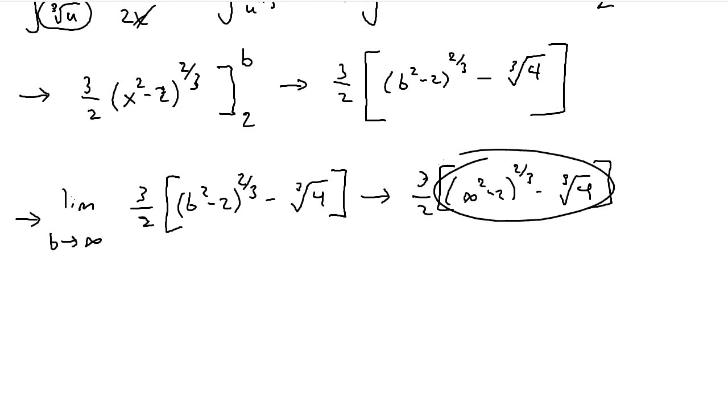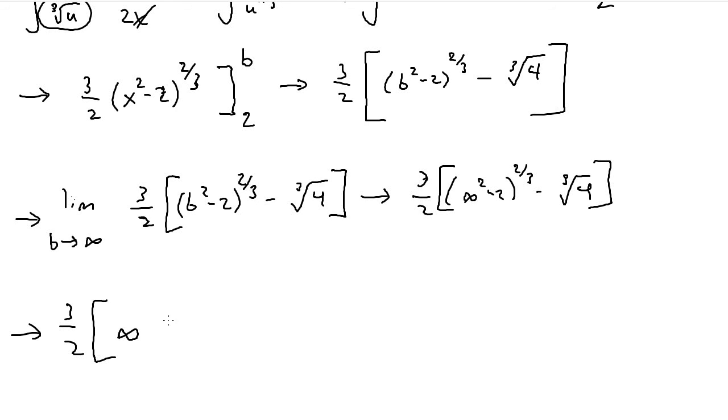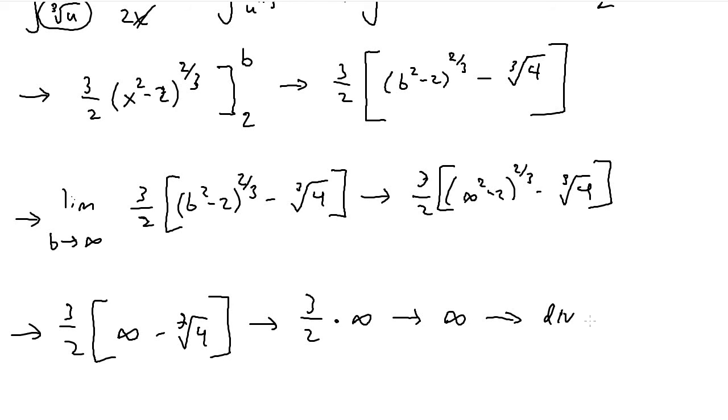Now if I evaluate this inside here, I'll still get 3/2 on the outside. Infinity squared is infinity, and infinity minus 2 is still infinity. And infinity to the 2/3 power is obviously still going to be infinity. We get infinity minus the cube root of 4. The cube root of 4 is insignificant compared to infinity, so we'll just get 3/2 times infinity. And 3/2 is also insignificant, so the limit is infinity. Or in other words, it will diverge.